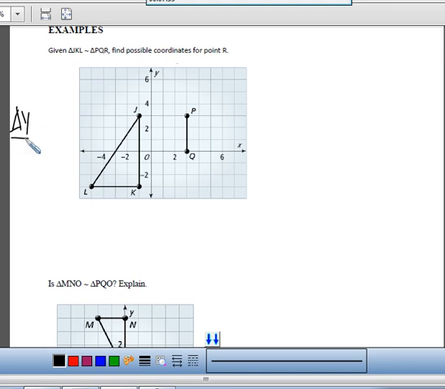So change in y over change in x. Let me use a different color here so it's easier to see. So change in y, I'm going to go from L to J, is going up 6 spaces. And it's going over 4. 6 over 4 simplifies to 3 over 2. So we're looking for a slope of 3 over 2. All right.